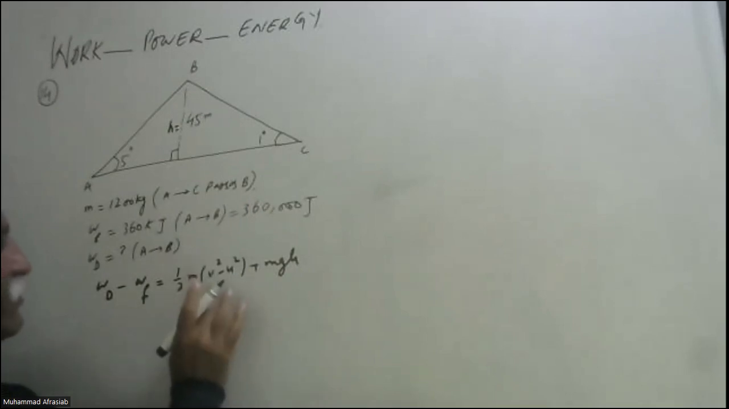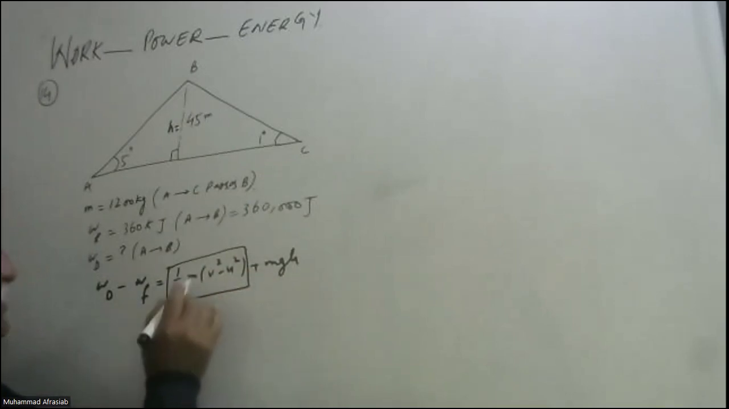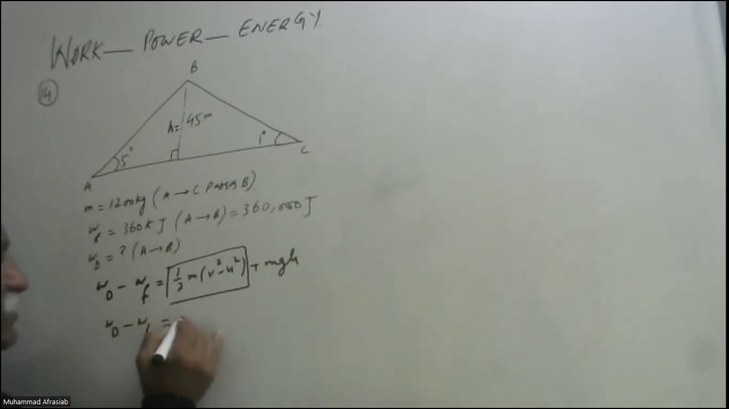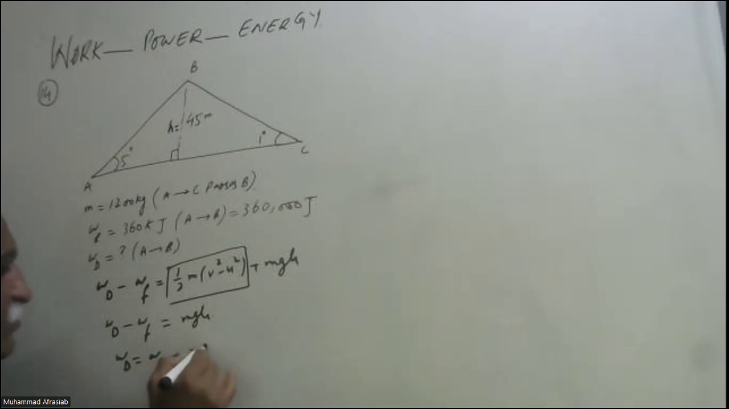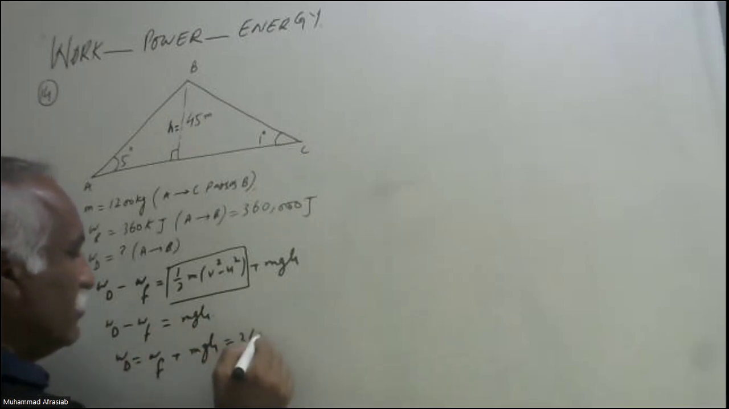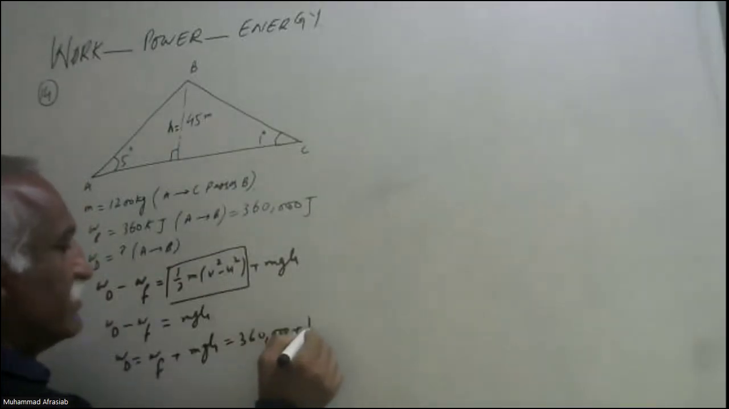The velocity is constant, so the kinetic energy change will be equal to 0 because the speed is constant. So work done by driving force minus work done by frictional force is equal to mgh. So work done by driving force will be equal to work done by friction plus mgh. The work done by frictional force is given as 360,000, plus the mass of the car, 1200, into g, which is 10, into the height, 45 meters.